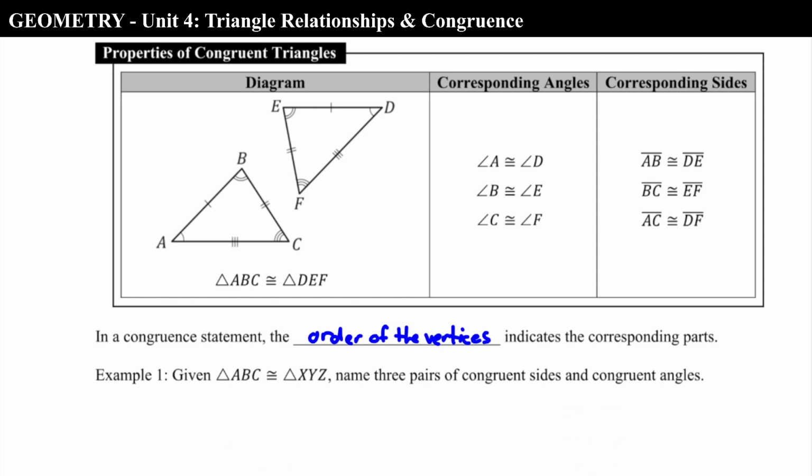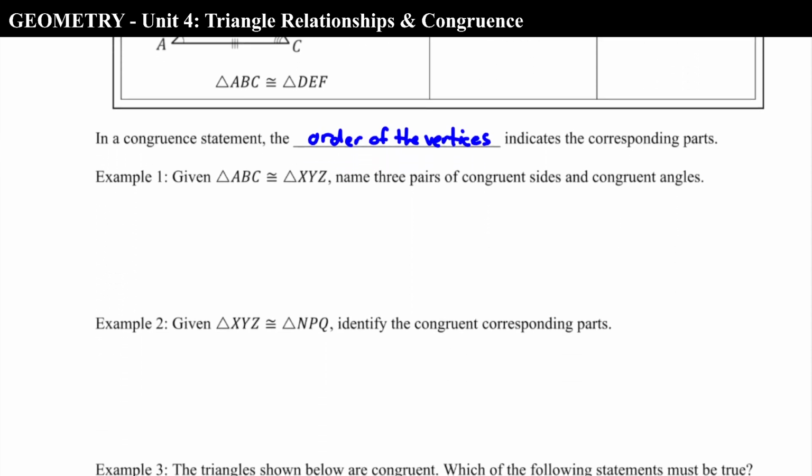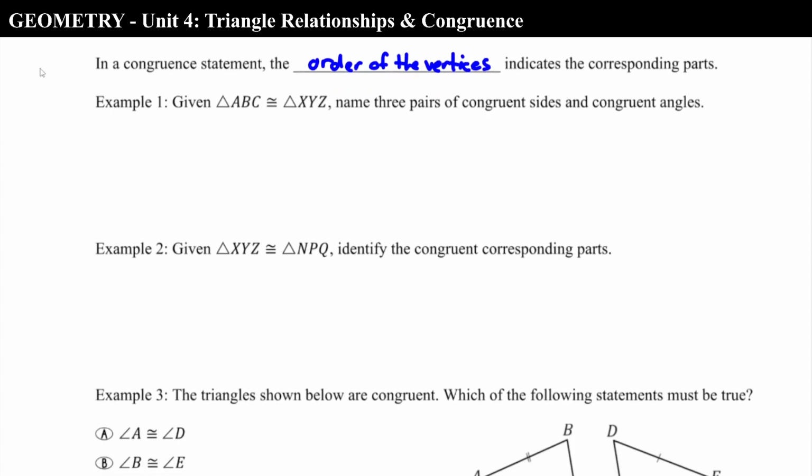So let's take a look at example 1 here. Given triangle ABC is congruent to XYZ, we're going to name the three pairs of congruent sides and the congruent angles. Since A is the first one in this name and X is the first one in this name, we can say that angle A is congruent to angle X. Similarly, angle B is congruent to angle Y because they're both in the middle, and angle C is congruent to angle Z because they're both the last letter in the names.